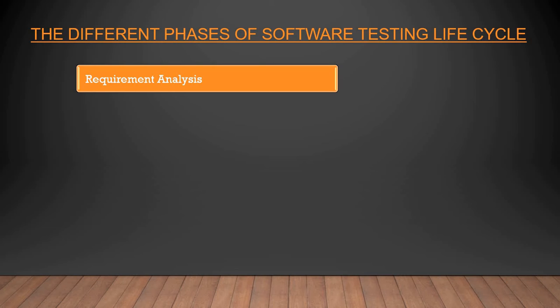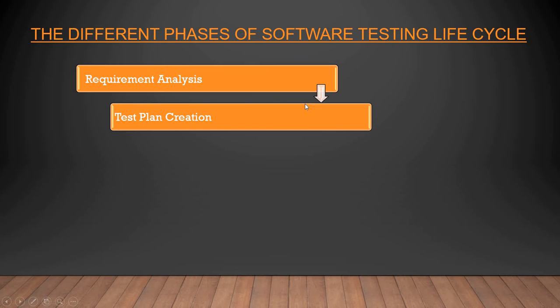So in requirement analysis, entry criteria is BRS, Business Requirement Specification, and deliverables is like list of all testable requirements, automation feasibility report if applicable.